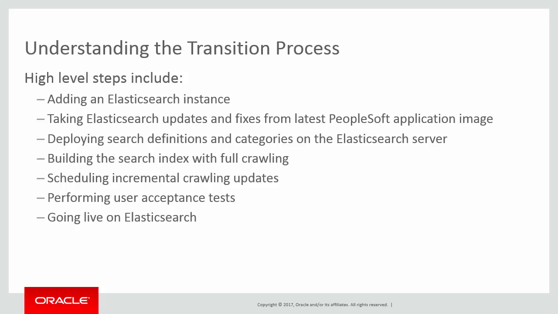In order to understand what is involved in the transition process, here are the high-level steps to move from SES Search to Elasticsearch. Adding an Elasticsearch instance, taking Elasticsearch updates and fixes from the latest PeopleSoft application image, deploying search definitions and categories on the Elasticsearch server, building the search index with full crawling, scheduling incremental crawling updates, performing user acceptance tests, and going live on Elasticsearch.